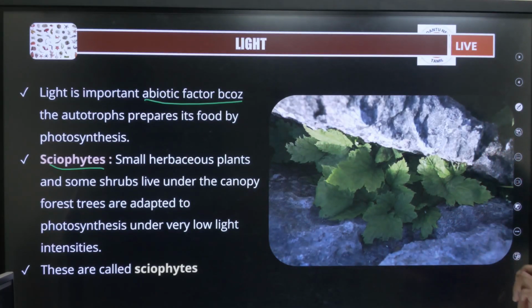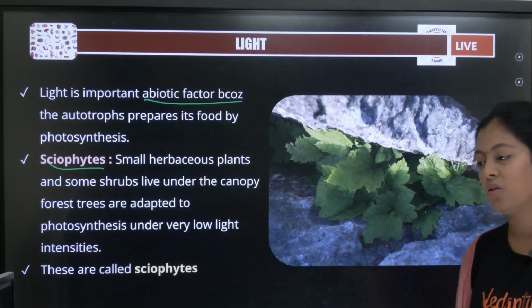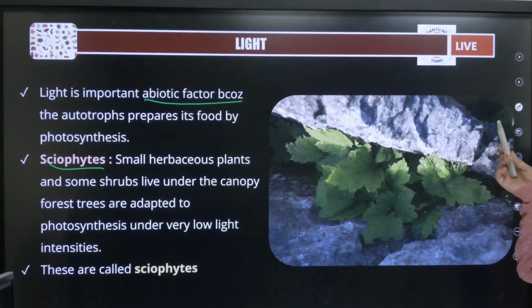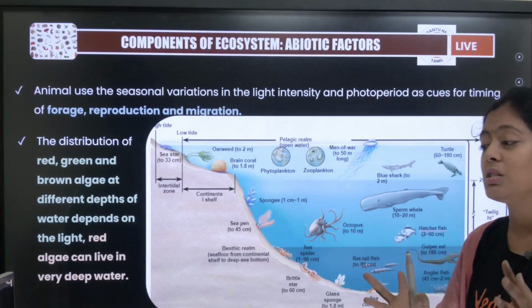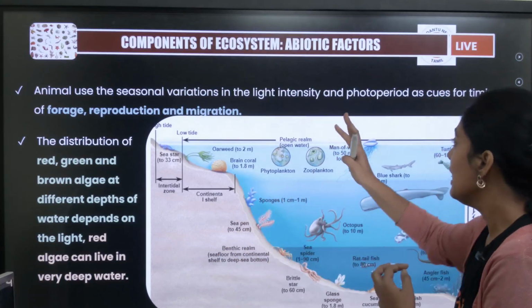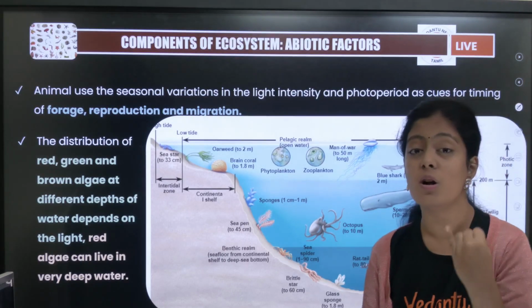So these sciophytes are small herbaceous plants and some shrubs that live under the canopy of forest trees. Look here, they grow here; if there is just a little sunlight, they can actually survive. Now what I am going to say is that animals use seasonal variation in light intensity and photoperiodism as cues for timing of foraging, reproduction and migration. Forage means they go in search of food.